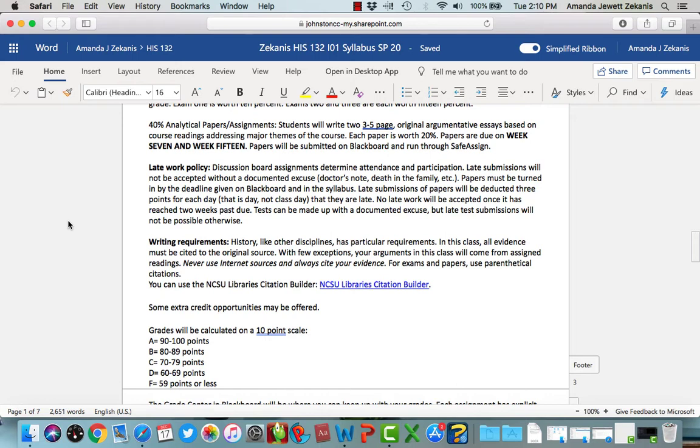You will get detailed feedback on both papers. So they count for a lot, but you're also going to get a lot of feedback, and the goal is that you are better writers when you leave here than when you got here. And this is one of the ways to hopefully help do that.